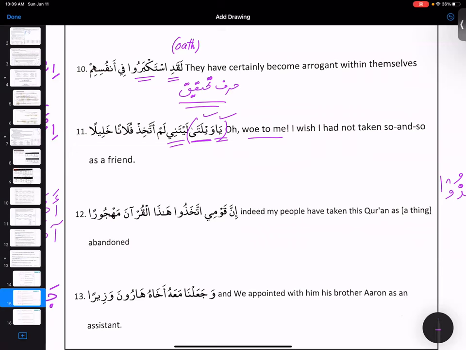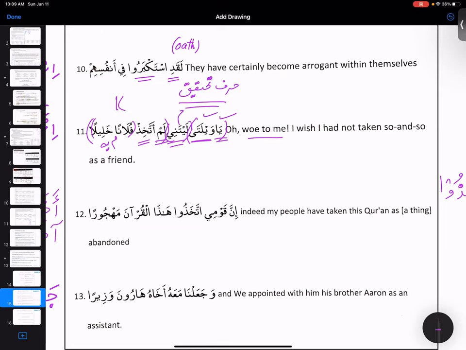Mubtada. Yeah, exactly. So laytani is mubtada, and then lam yattakhiz fulanan khalila, this is basically the khabar, right? And then we can further break down. Lam is lazimatul mudariyah. Exactly. And then yattakhiz, and madzum because of lam. And then fulanan khalilan. What is that? Mafulun bihi. Exactly. Mafulun bihi came with its sifa, right? So, wow, what a regret over here. And what is the regret on? That why I had this person as my friend in my worldly life.